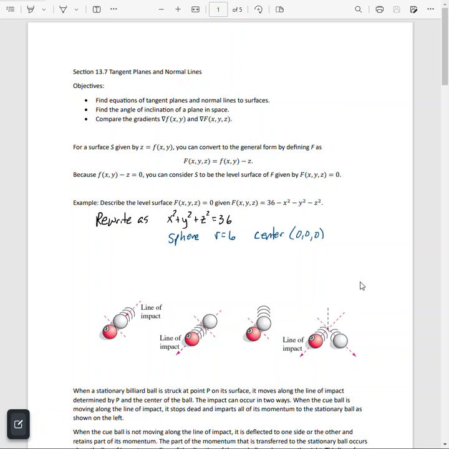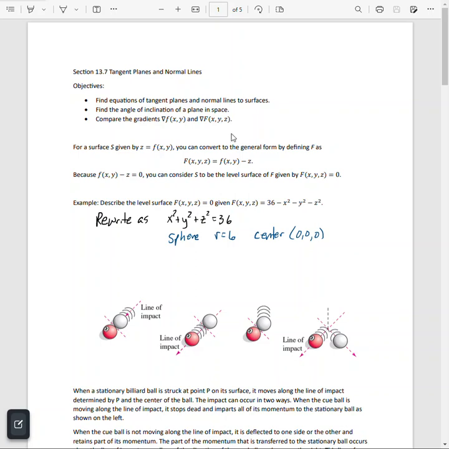Today we're going to talk about Section 13.7. It's called Tangent Planes and Normal Lines, and you can see the objectives here. We want to find equations of tangent planes and normal lines to surfaces, and that's going to be the main thing. I mean, it's the title after all. But we will also look at the angle of inclination of a plane in space, and we'll compare these gradients.